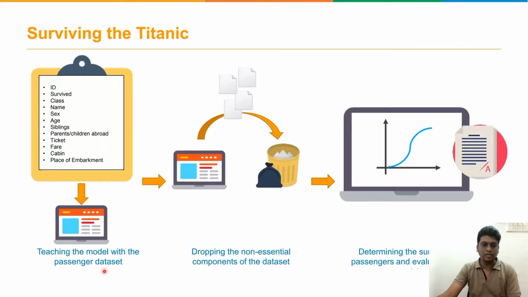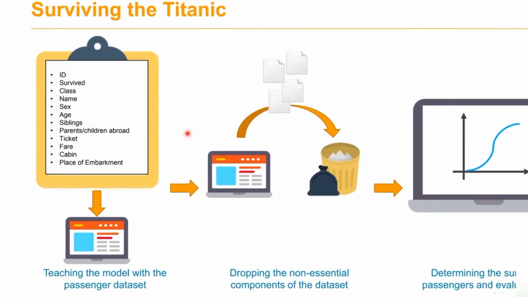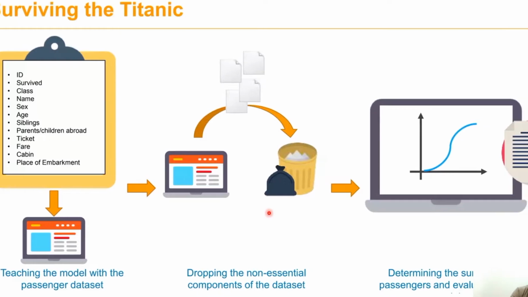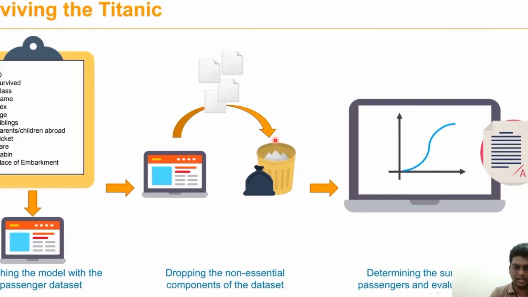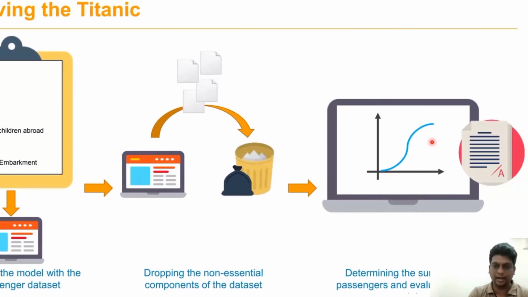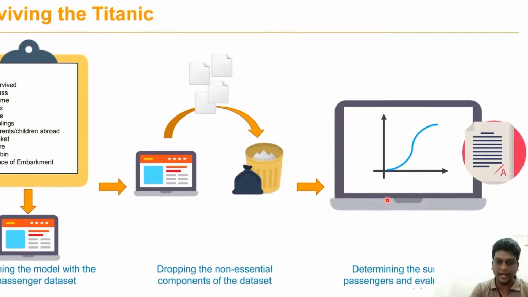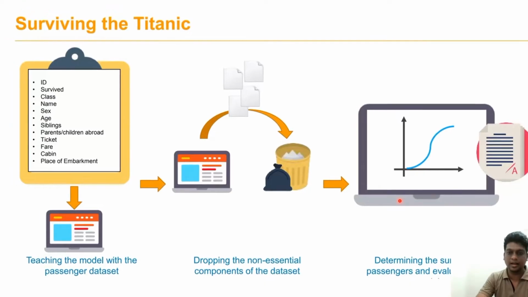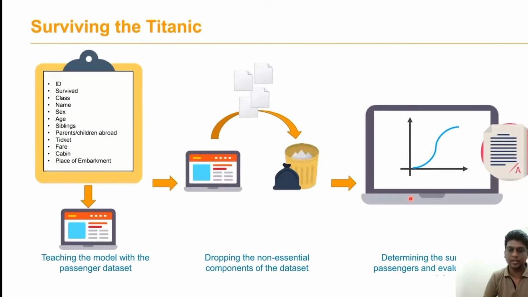We have to train the model with the passenger data sets such as their ID, their name, their siblings, their parents, ticket, fare, cabin, everything. And we have to drop the non-essential components of the data sets. Then we have to plot the graph. So from that we can identify how many can survive and how many people have the possibility of surviving the most.